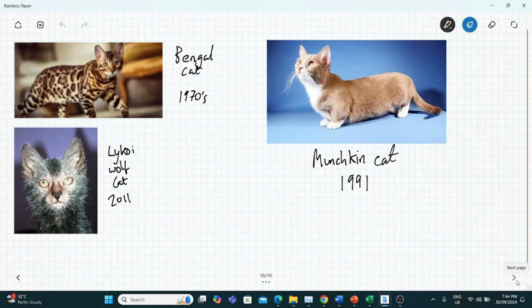Now we've got some examples of cats which they've done this with. So we've got the Bengal cat from the 1970s, we've got the Lykoi wolf cat from the 2010s, and the Munchkin cat from the 1990s. So these things didn't exist prior to them being officially recognized as a particular cat breed, but they did the same thing. They had cats with particular characteristics and they just bred them together and eventually ended up with an entire breed which looks in this particular manner.